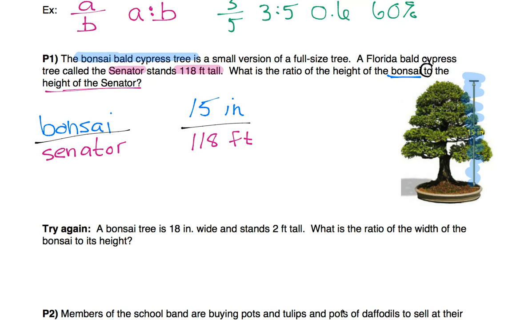Now be careful, sometimes if it's a multiple choice question, you might have these converted to be the same units. So maybe we take this 118 feet and times it by 12 inches per foot. So we can convert that to 15 inches to 1,416 inches.